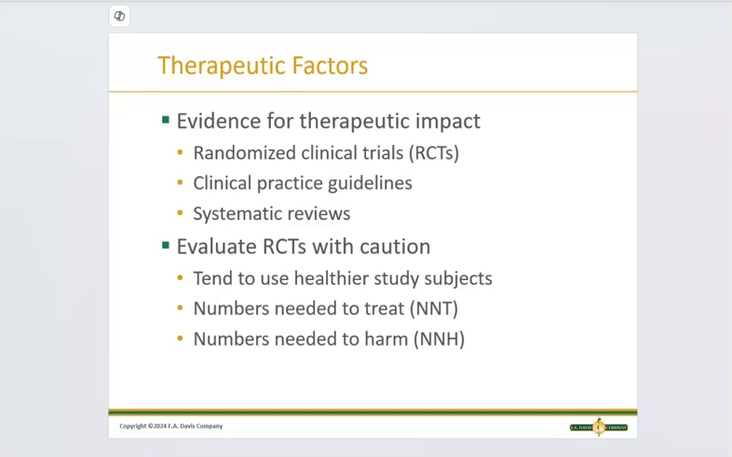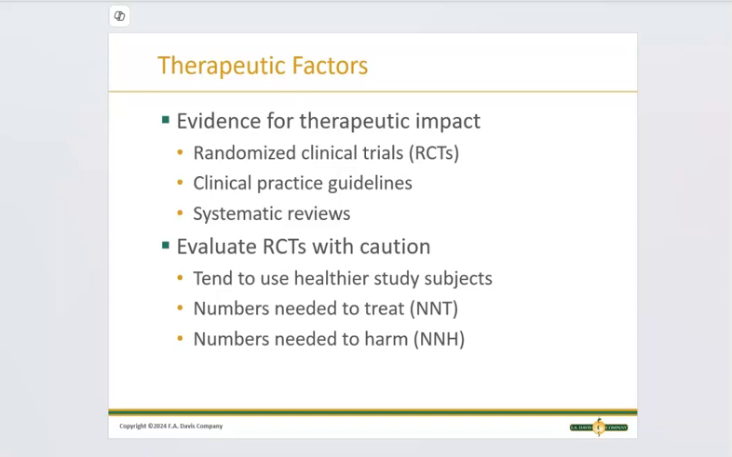Okay, the evidence for therapeutic impact. This is interesting things to think about when we're talking about therapeutic factors. We can have things to help us guide whether or not it's going to be therapeutic through our randomized clinical trials, clinical practice guidelines, or systematic reviews. Randomized clinical trials, you have to pay attention to them and use them with caution.